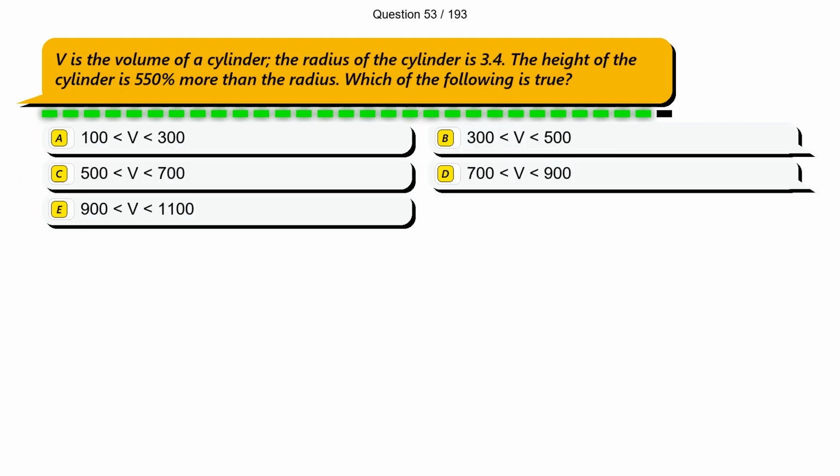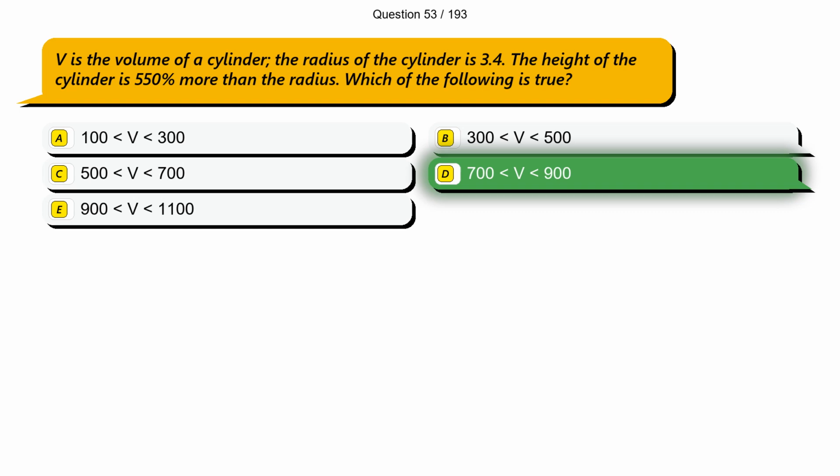Question 53. V is the volume of a cylinder, the radius of the cylinder is 3.4. The height of the cylinder is 550% more than the radius. Which of the following is true? Option A, 100 < V < 300, option B, 300 < V < 500, option C, 500 < V < 700, option D, 700 < V < 900, option E, 900 < V < 1100.